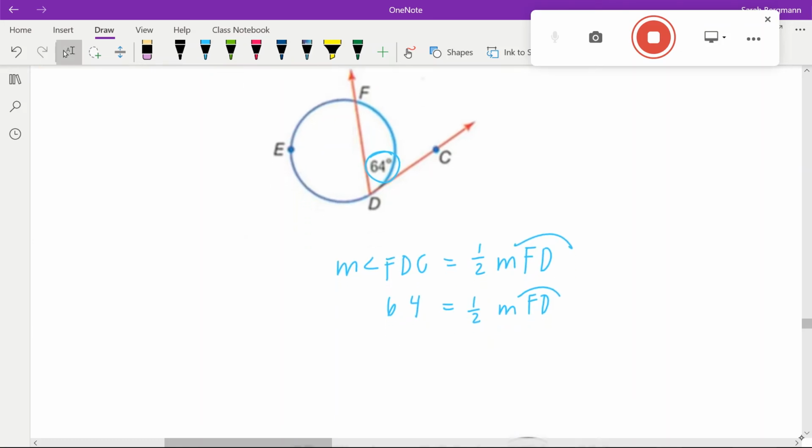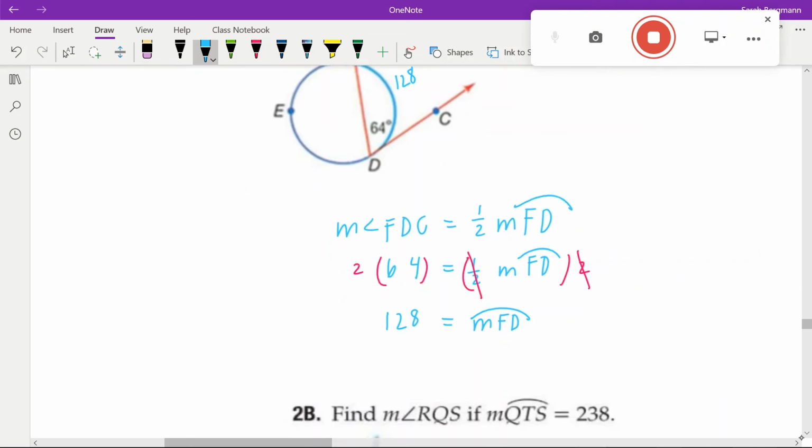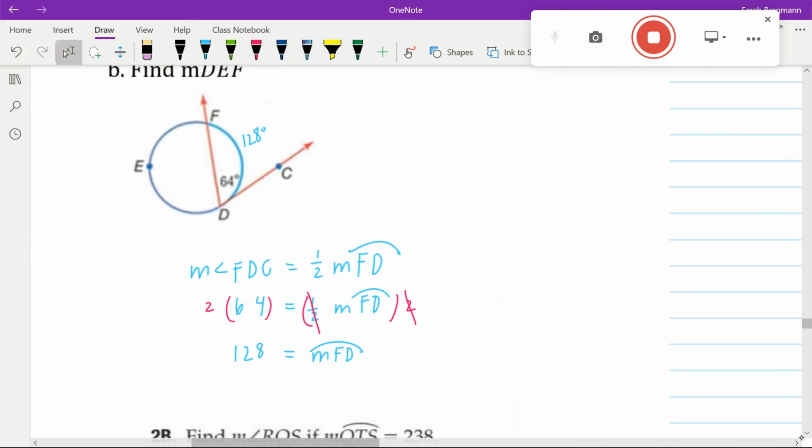So just like before, we will multiply by 2 to get from the angle measure to the arc measure. So when we multiply by 2 on both sides of this equation, 1/2 times 2 cancels out. 64 times 2 gives us 128 for the measure of arc FD. Now, if I know the measure of arc FD is 128, remember we just talked about how the measure of a full circle is 360 degrees.